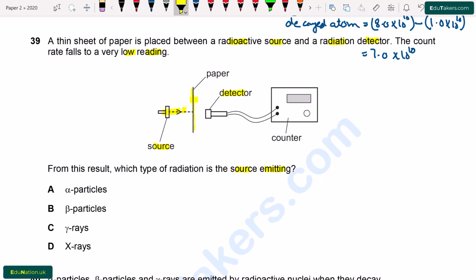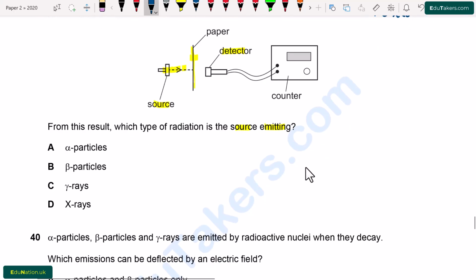First of all, when we place a paper between the source and the detector, the count rate falls. It means that there is radiation that can be stopped by the paper. So these are basically the alpha particles that can be stopped by the paper. Beta particles and gamma rays pass through it. So from here, option A is correct, which shows alpha particles.